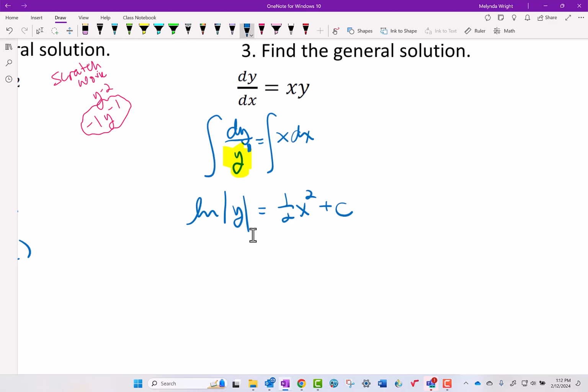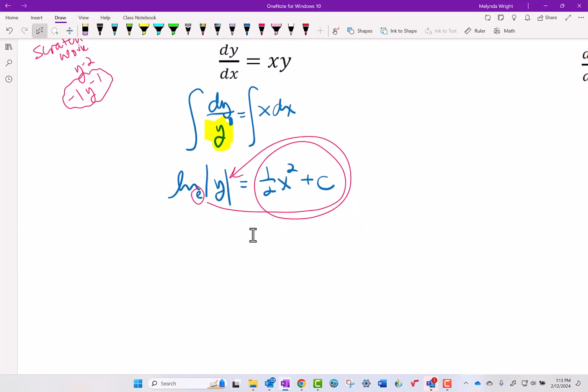The base of the ln is e, right? So I would do e to this side equals that. Remember that circly thing from pre-cal? That's what we're going to do. We're going to convert it because we have to solve for y. All right, so let's do that. So we've got e to the 1/2 x squared plus c equals y.